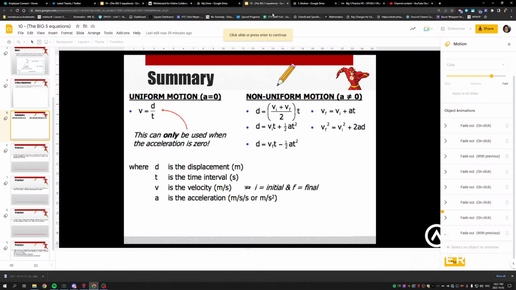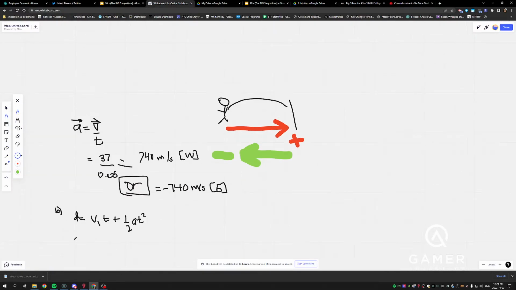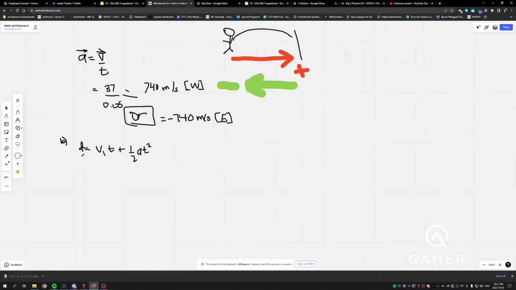Okay, and again, that's just the second equation on my big five because I'm looking for displacement. I have my initial velocity, how fast we were going in the beginning. I have a time interval, and now I have an acceleration that we just found. So I'm going to use this to calculate my displacement.